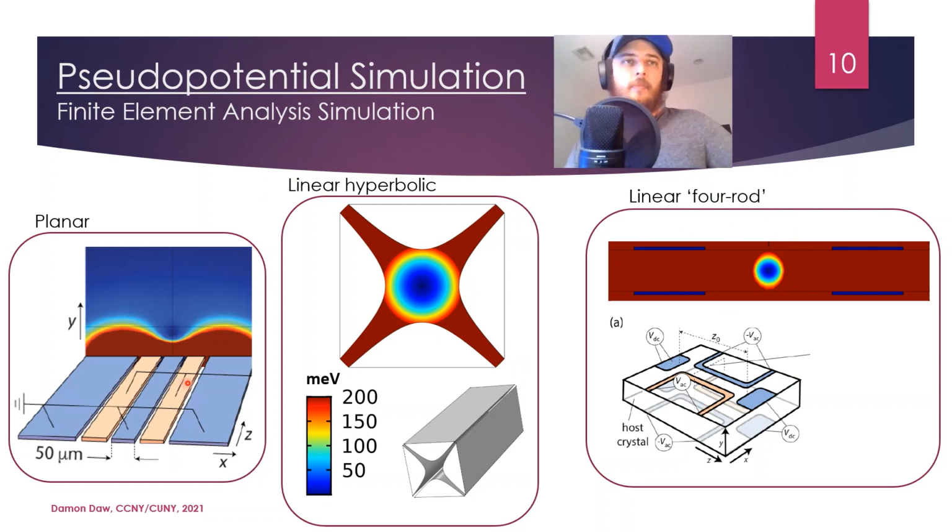These don't suffer from the same issues that the planar traps have, because they have a very deep pseudopotential, horizontally and vertically, and they're relatively easy to fabricate.